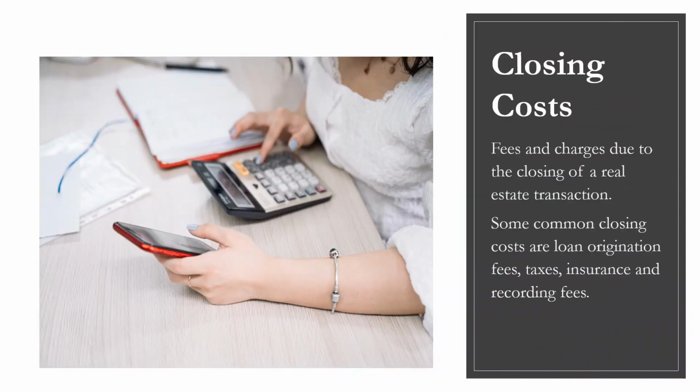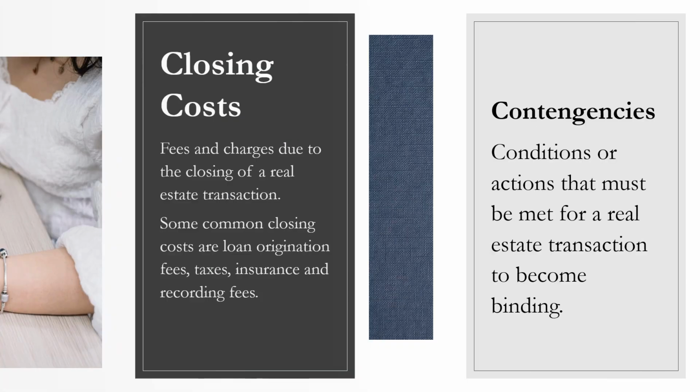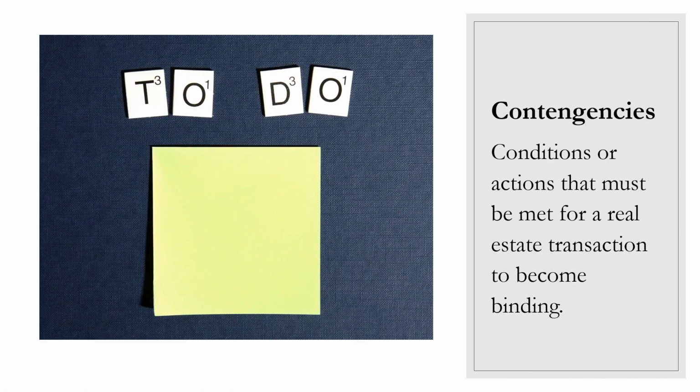Now we'll speak on closing costs. Closing costs are fees and charges due to the closing of a real estate transaction. Some common closing costs are your loan origination fees, your taxes, insurance, and your recording fees. Now we'll speak about contingencies. Contingencies are conditions or actions that must be met for a real estate transaction to become binding.